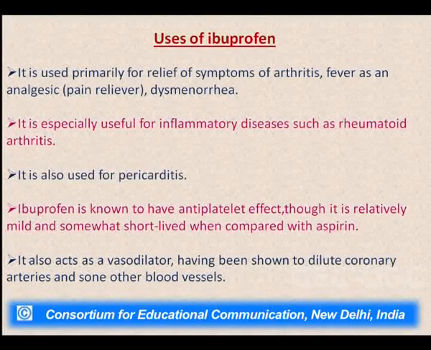Then come the uses of Ibuprofen. Ibuprofen is used in the relief of symptoms of arthritis, fever, pain, etc. It is used in inflammatory diseases. It is also used for pericarditis. Ibuprofen is also known to have some antiplatelet effect, though it is relatively mild and somewhat short-lived when compared with aspirin. It also acts as a vasodilator, having been shown to dilate the coronary arteries and some other blood vessels.